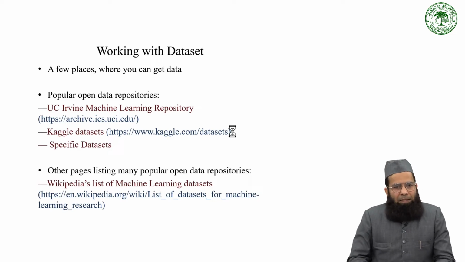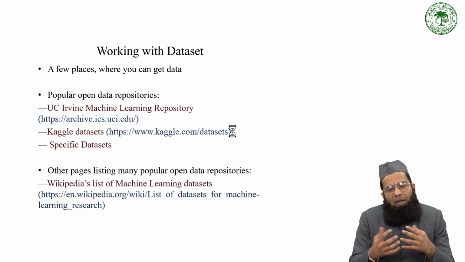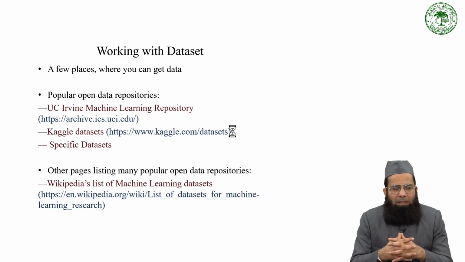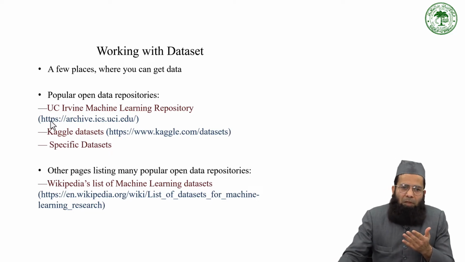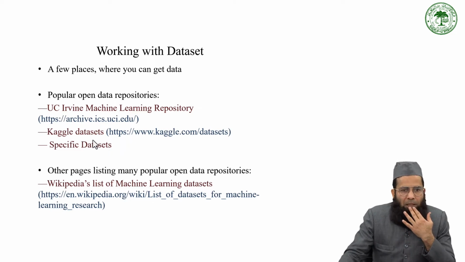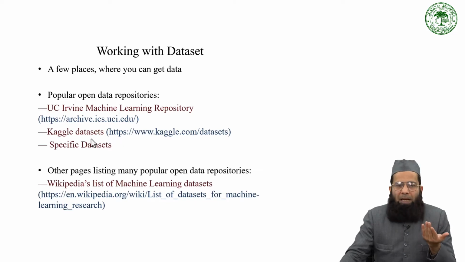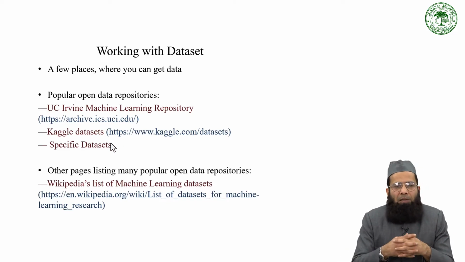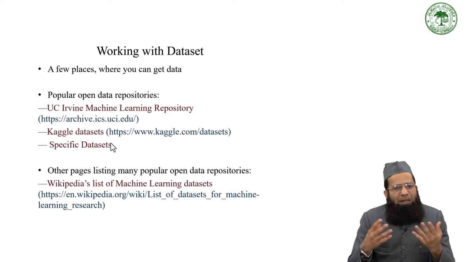Now, working with a dataset, from where can you get the dataset? There are certain places where you can get datasets. Popular open dataset repositories are the UC Irvine machine learning repositories. Here you can see the link for accessing their datasets. And the very popular one, the Kaggle dataset, that we have seen in the last class. And specific datasets as well.